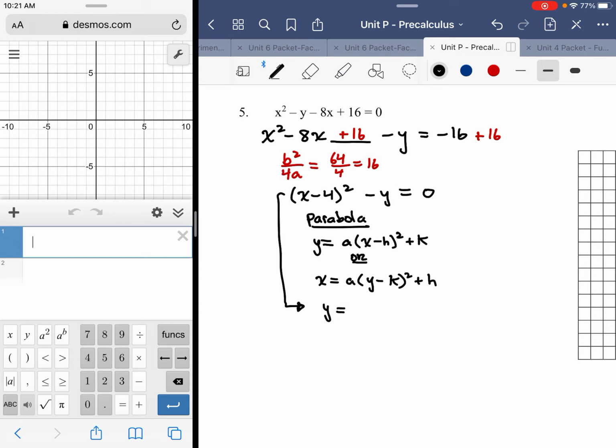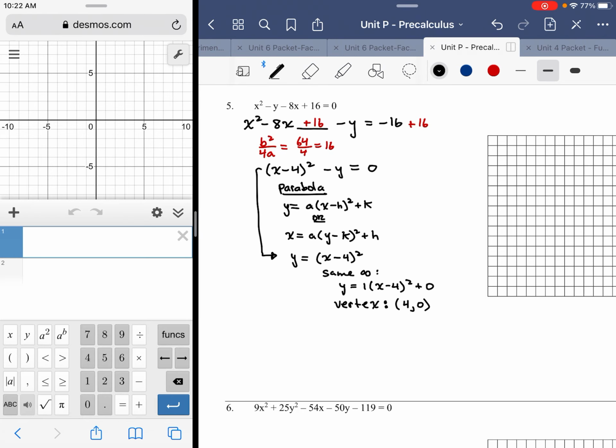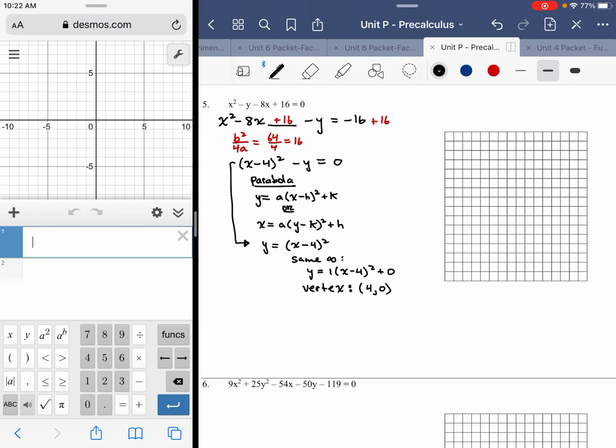So we're looking at y equals the quantity x minus 4 squared. Now that's the same as y equals 1 times x minus 4 squared plus 0. Of course, we'd never write that. But it does give us a sense that the vertex, the most important point in the parabola in terms of determining its location, would be 4, 0. The slope of the parabola is also very important. I'll get to that in a sec.